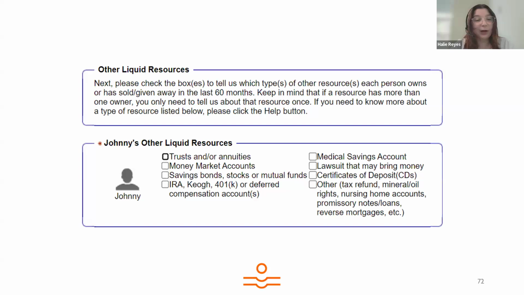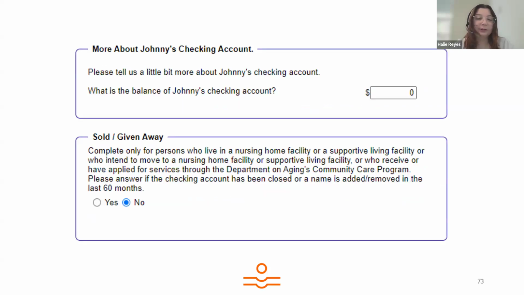If they selected that they do have other liquid resources, you'll check off which ones apply. And then for each liquid resource you selected, it'll ask you what the balance of each of these accounts is. So for this example, we have Johnny's checking account. We would enter exactly the amount that he states that he currently has in his checking account. It'll also ask you if he has sold or given away any of these resources in the last 60 months.